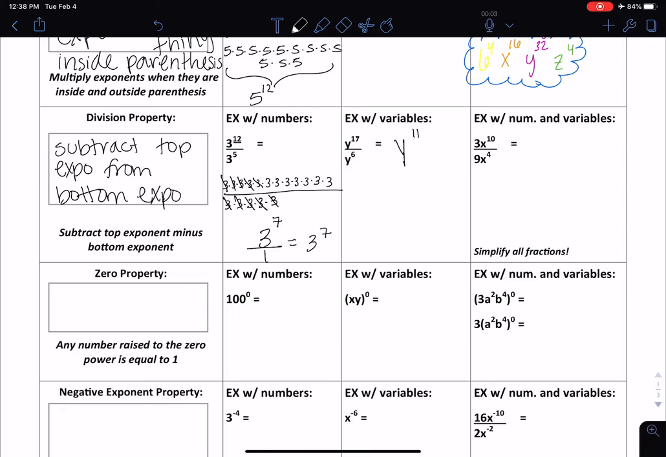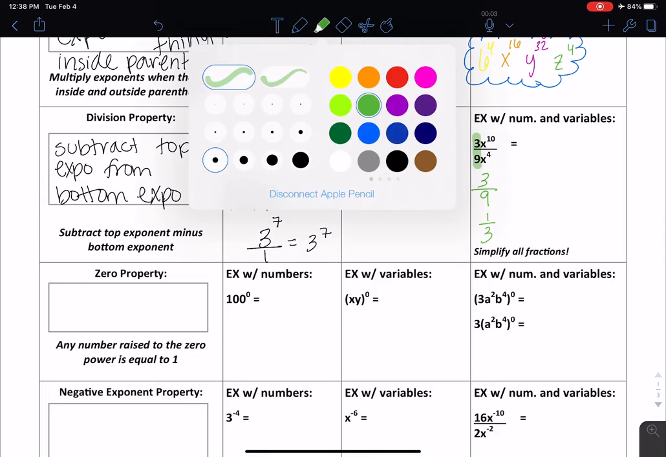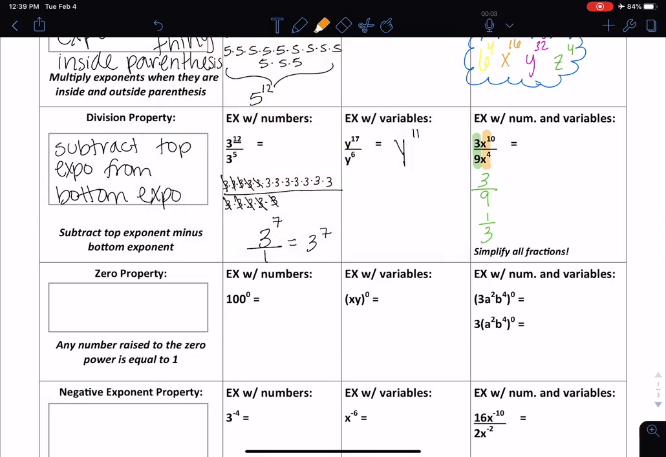All right, now this one, as you may notice, there's a pattern. We're just going to take each part at a time. So I'm going to start with my coefficients, which are the 3 and the 9. Okay, these rules that we're talking about are for exponents, and 3 and 9 are not exponents, they're coefficients. So we treat them like regular numbers, and we're just dividing. 3 divided by 9 is equal to 1 over 3. Then I do my x's with my rule.